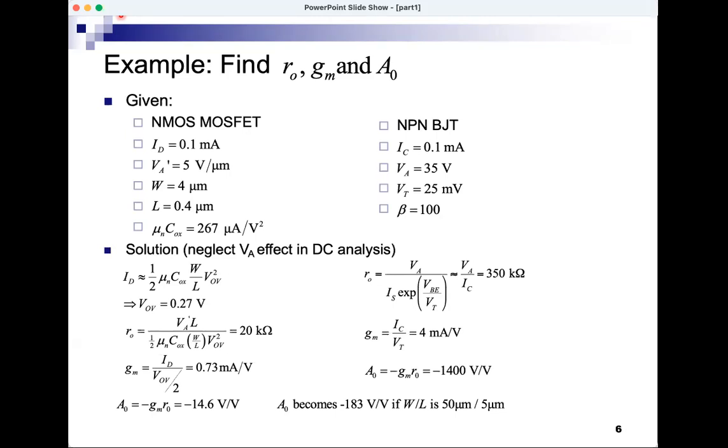Well, if I scale W and L by the same factor, if I make W 10 times bigger and L 10 times bigger, and ID is 0.1 milli, then if you look at the equation, ID is half K VOV squared, and K is not affected because W and L were scaled by the same factor. So K is the same, ID is the same, VOV will stay the same. So if I scale W and L by the same factor, VOV is not affected. If I only scale L, then of course VOV will be affected. Or if I only scale W. But if I scale L and W by the same factor, then VOV will be 0.27 volt.